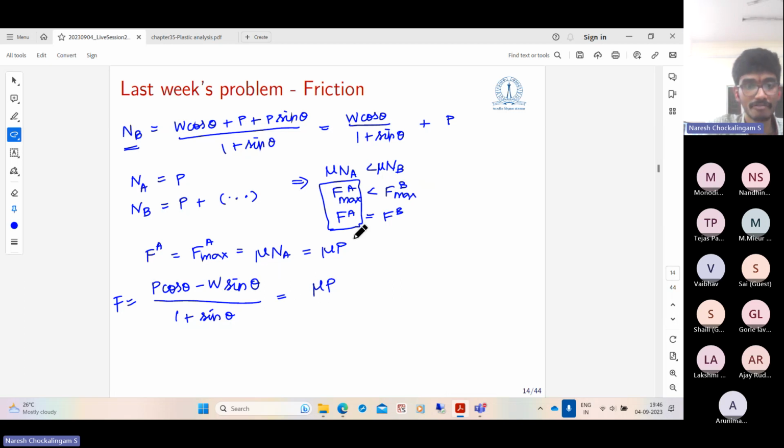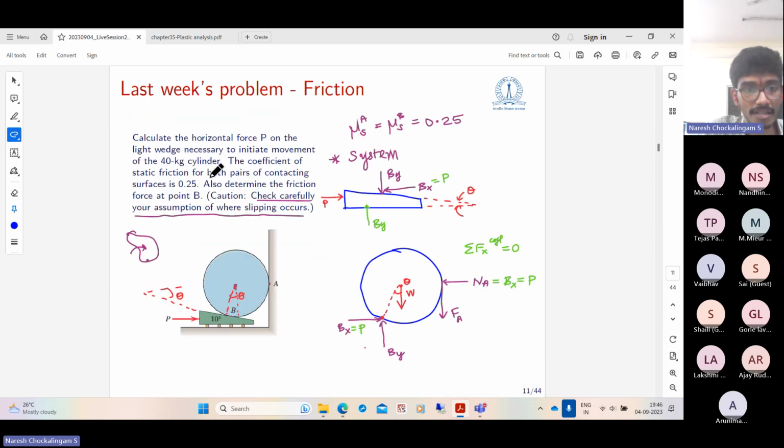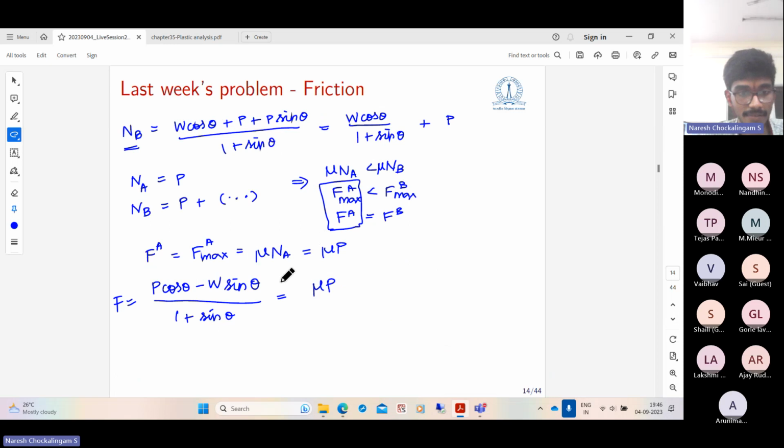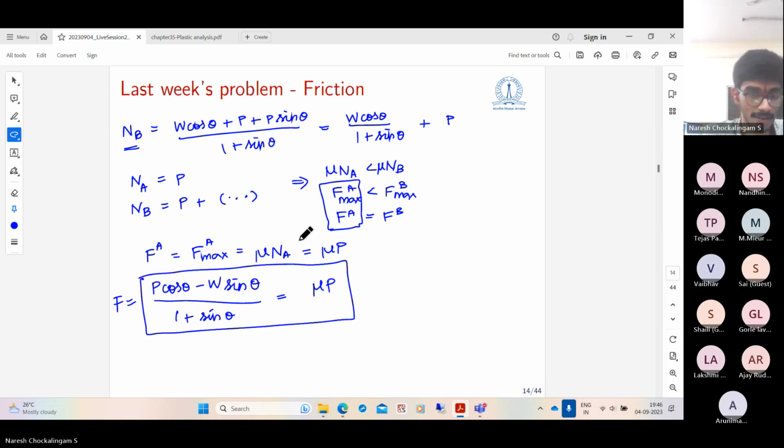So what is it that we have to find out in this problem? You're asked to determine the horizontal force P. So you have one unknown in this equation, the only unknown. Left hand side is this, right hand side is this. The only unknown in this equation is P, and everything else is known. Theta is given as 10 degrees. So just rearrange and solve the problem.